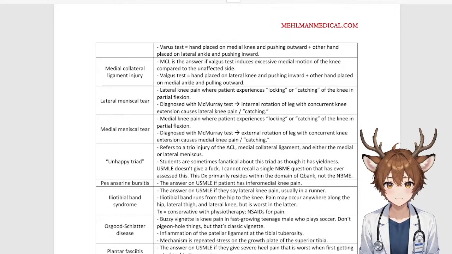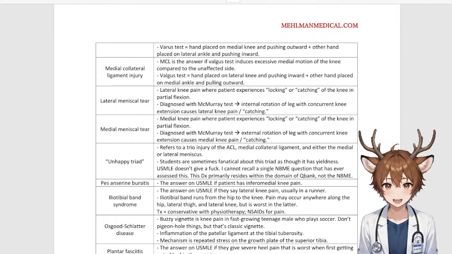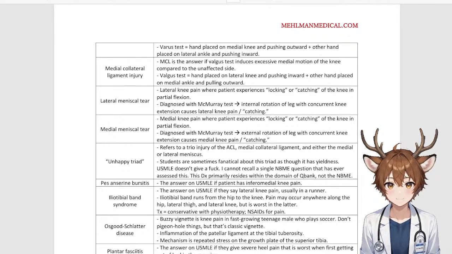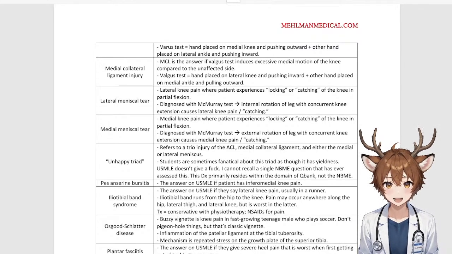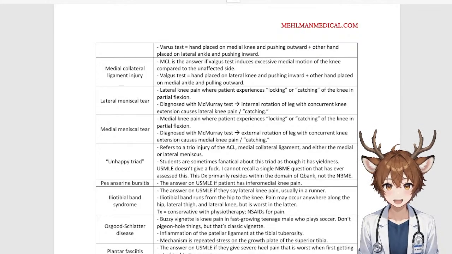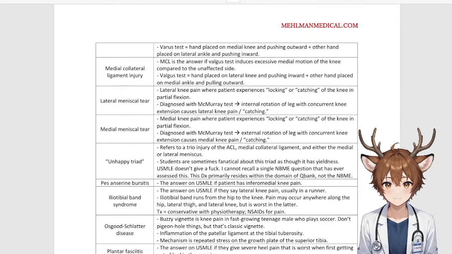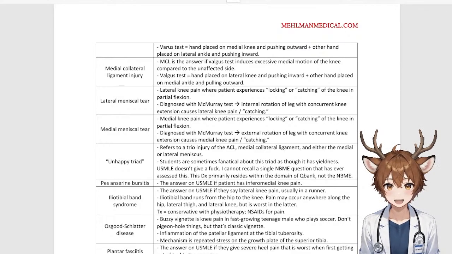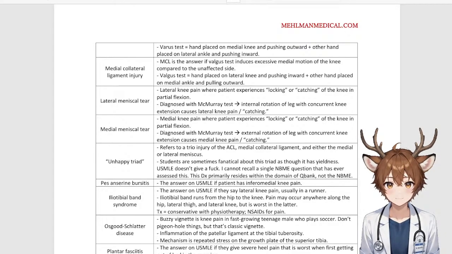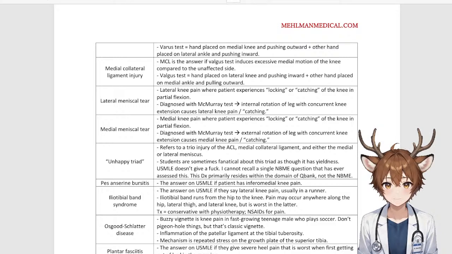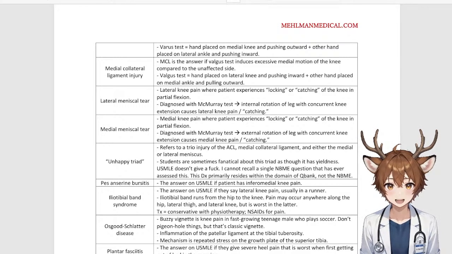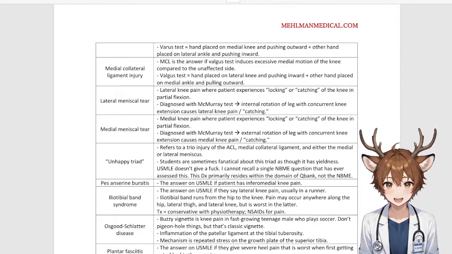Again, just look it up so you can get a good visual depiction of that. Lateral meniscal tear: lateral knee pain where the patient experiences a locking or catching of the knee in partial flexion. Diagnosed with the McMurray test: internal rotation of the leg with concurrent knee extension causes lateral knee pain, catching.